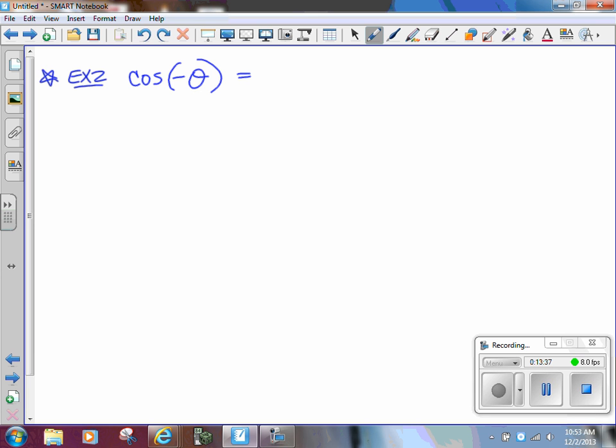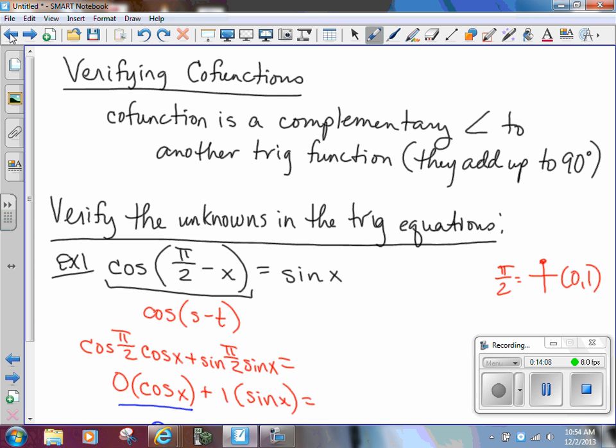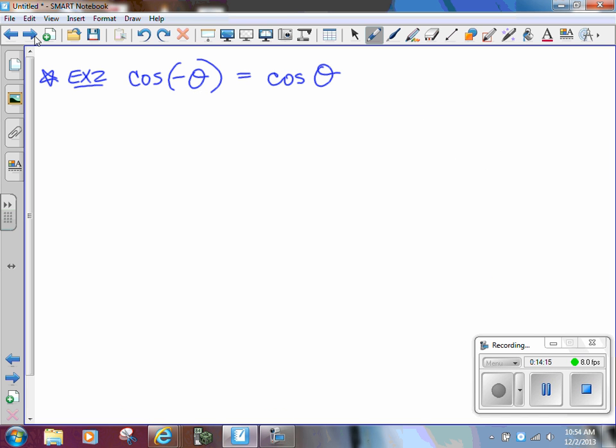Cosine of the negative angle is equal to cosine of theta. Well, what did we use a while ago? We used a sum or a difference formula, right? But we had two things given on that left side. We had cosine of an angle minus a variable, right? Here, I have cosine of a negative angle.